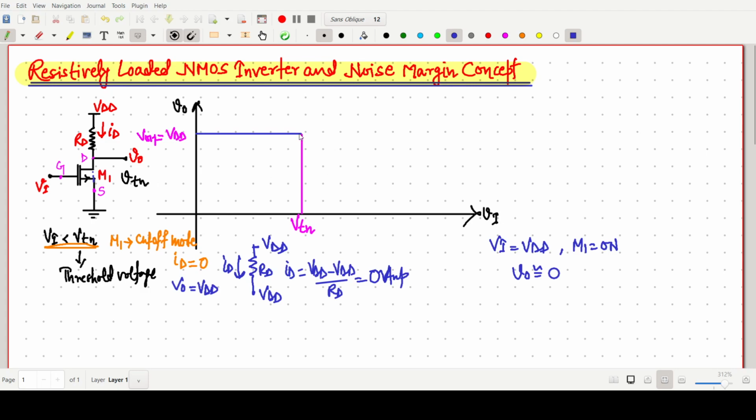So after that, this type of thing will happen. This point I am saying VDD. So we can clearly identify that this region is our cutoff region. But the other regions, saturation and linear, will lie in between. So we have to know the conditions first.